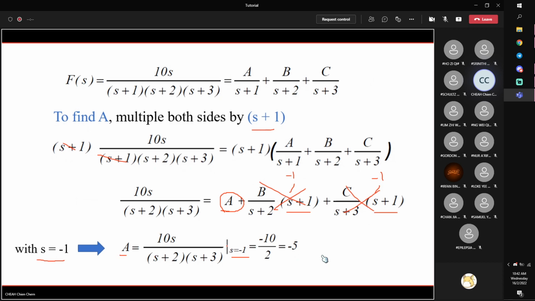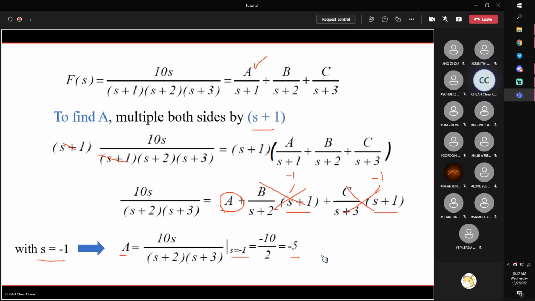So this is actually your so-called cover-up rule. Given these terms, you remove this term, put the value of s equal to -1, then you get A. I'm just trying to show you what the meaning of that is. It's actually to substitute s equal to -1 after multiplying both sides by s plus 1. The key idea is that I only want A. So A is -5, which means that you get this term now.